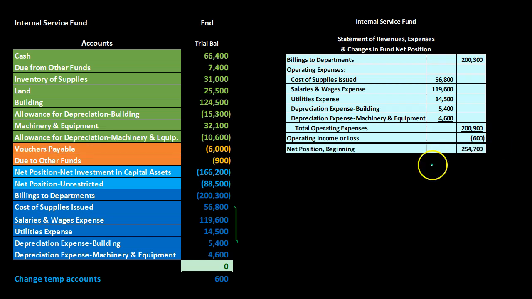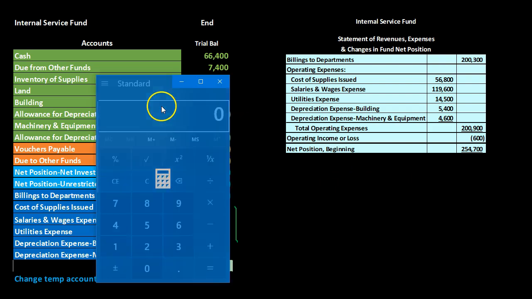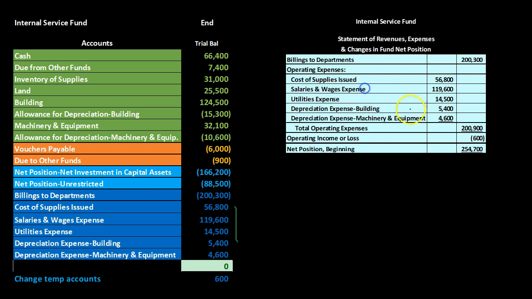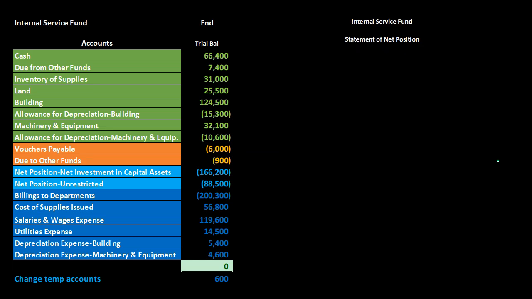Then we're going to tie this out to what would be similar to the equity section. So we're going to take the beginning equity section. This is going to be similar to retained earnings for a corporation or the capital account for a sole proprietor. That's going to be the 166,200 plus the 88,500, or the 254,700. And if we take the 600 minus that number, we then get to the net position at the end, the 254,100.